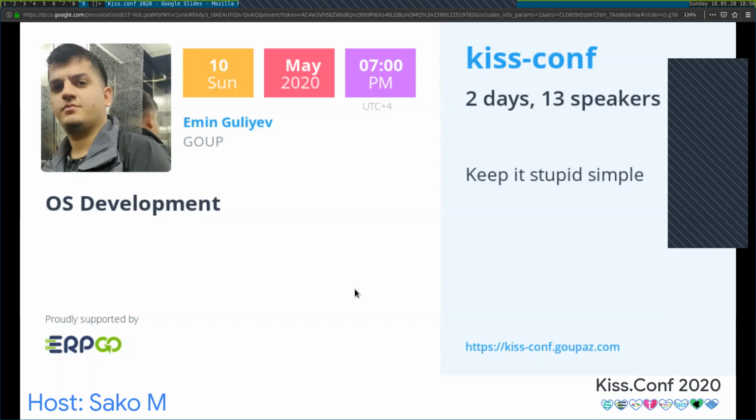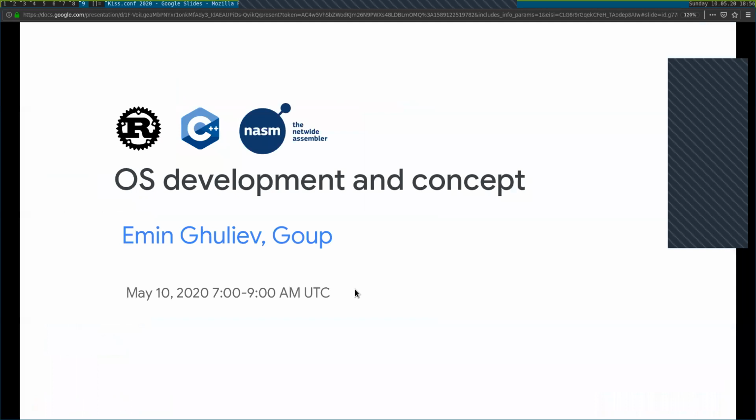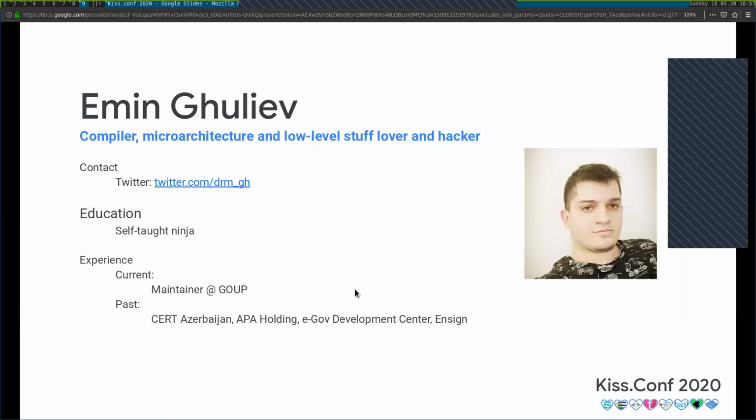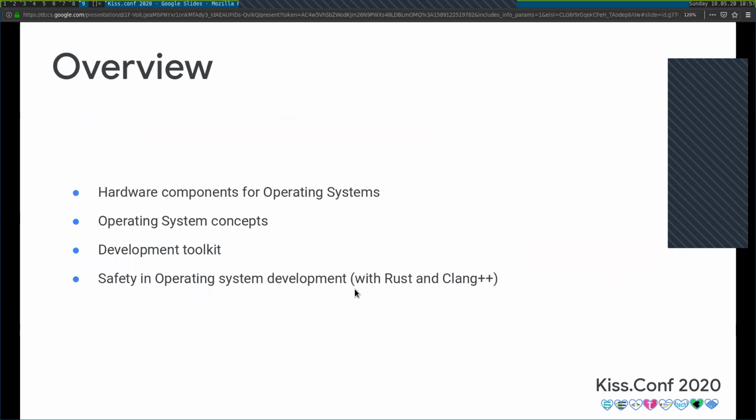This talk is going to be basically a high-level overview of the things about operating system development and concepts. I will also do some practical things. Specifically, I'm going to talk about hardware components firstly, and then I will talk about operating system concepts and development toolkit, and safety in operating system development with Rust and C++.